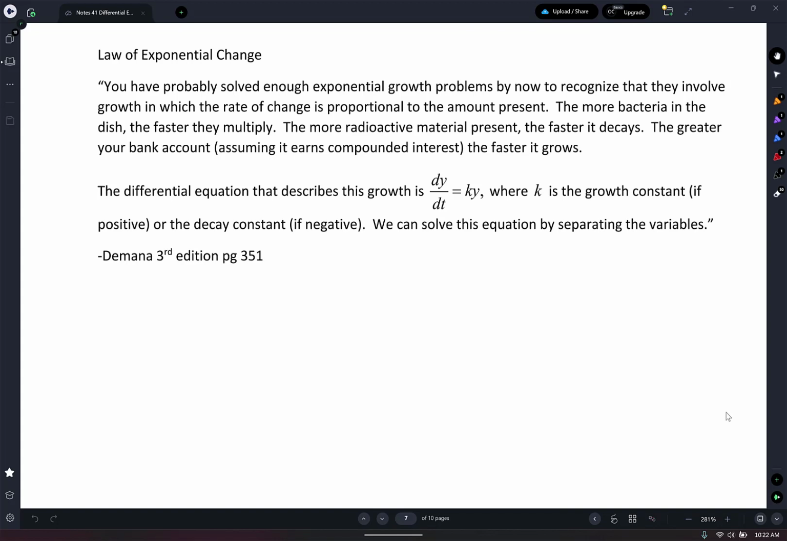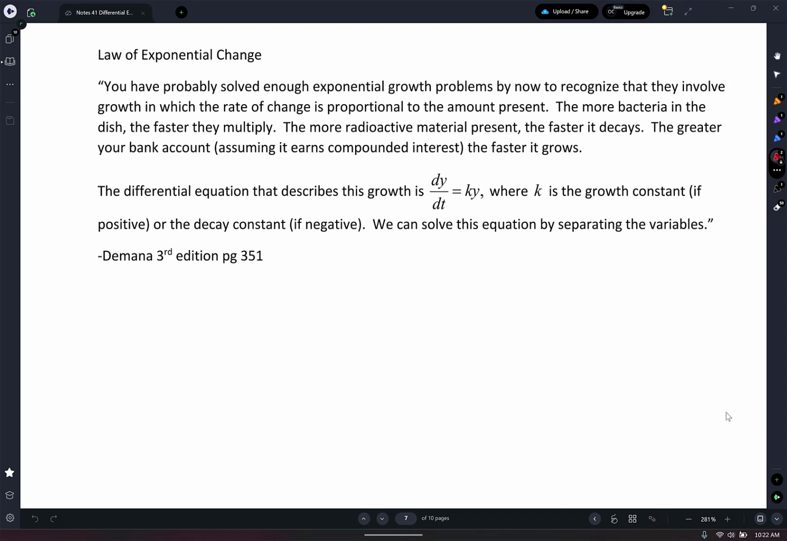Go for it. Okay. You have probably solved enough exponential growth problems by now to recognize that they involve growth in which the rate of change is proportional to the amount present. The more bacteria in the dish, the faster they multiply. The more radioactive material present, the faster it decays. The greater your bank account, assuming it earns compounded interest, the faster it grows.